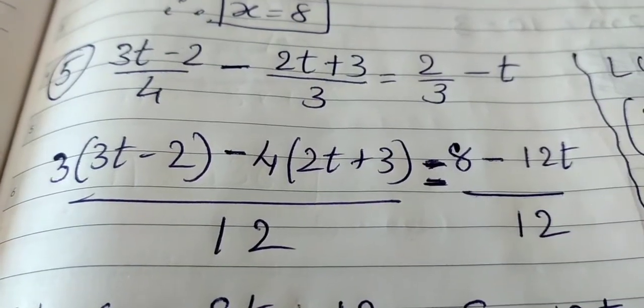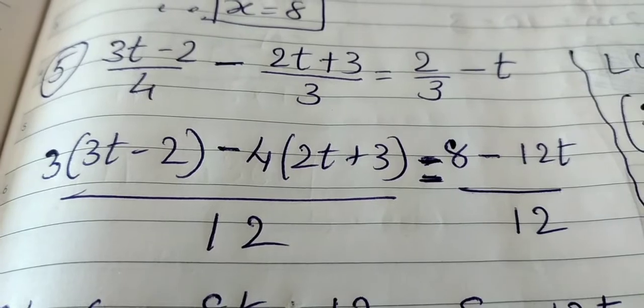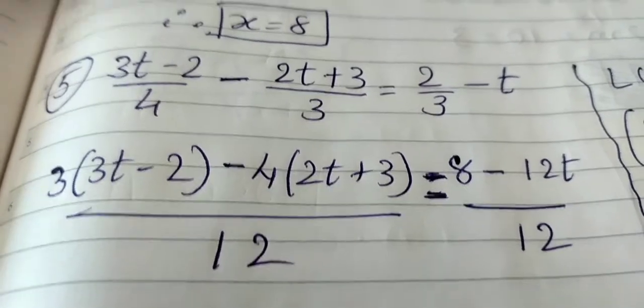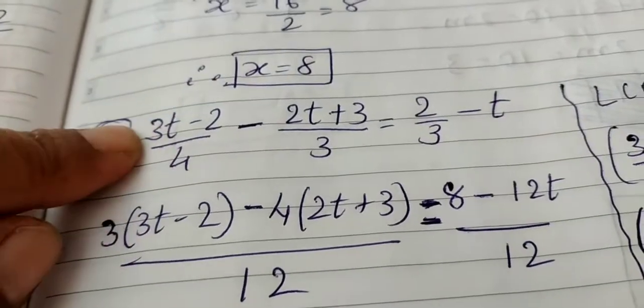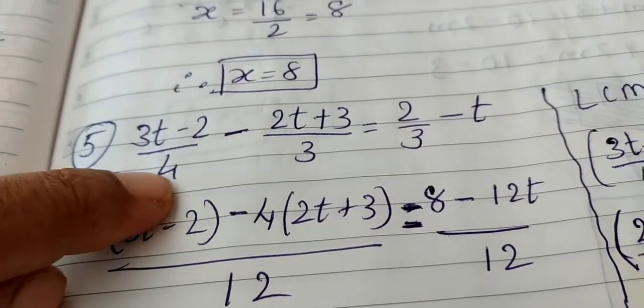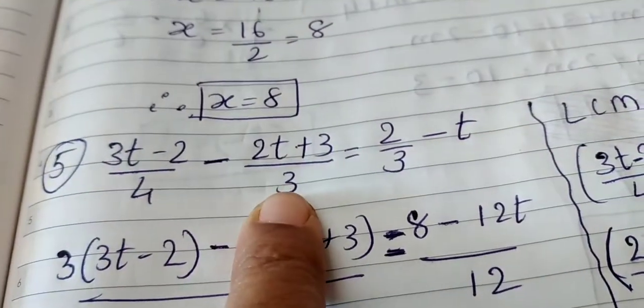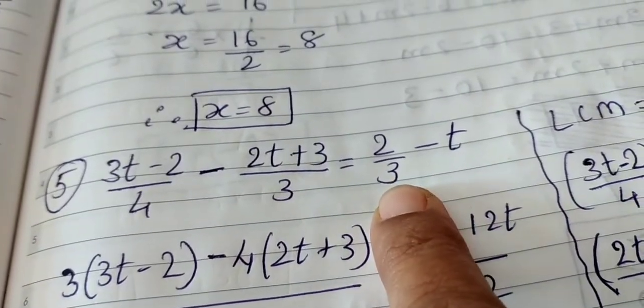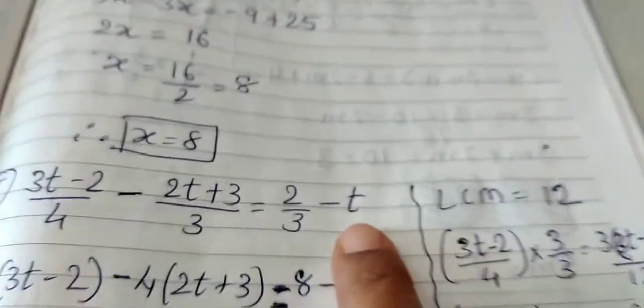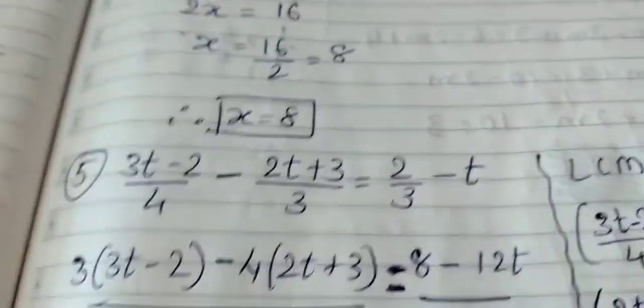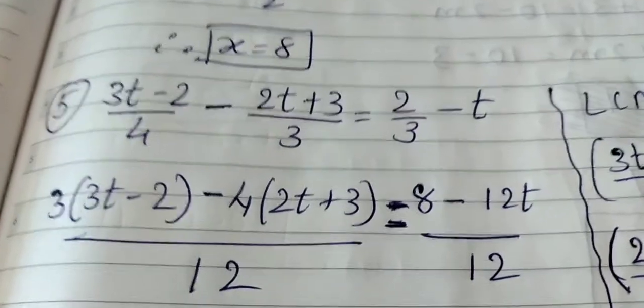What we are going to do is, we have to find out the LCM of 4 and 3. Now, with this term I will multiply 3, because 3 4s are 12. Here I will multiply 4. Here again I will multiply 4, and with t I am going to multiply 12, because the LCM is 12 and t has 1 as its denominator.